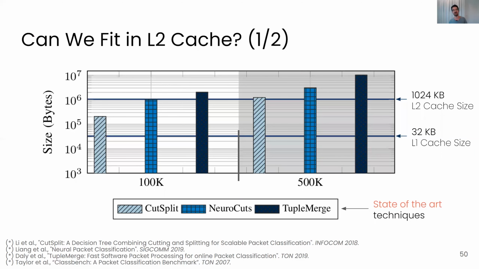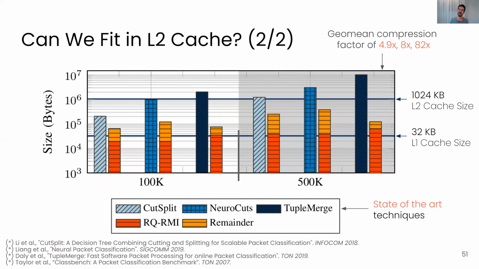So here are CutSplit, NeuroCuts, and TupleMerge, our state-of-the-art techniques for packet classification. We test the memory footprint using the standard ClassBench benchmark for packet classification. Almost all methods spill out of L2 cache for large classifiers. Compared to them, NuevoMatch hardly reaches the bounds of L2 cache. We ran NuevoMatch 3 times. Each time, we use a different method for the remainder set. The red bar represents RQ-RMI models. The orange represents the remainder.